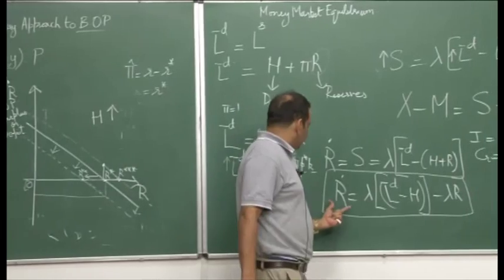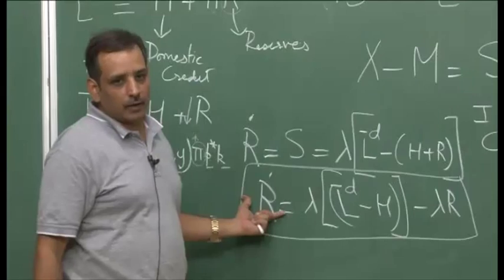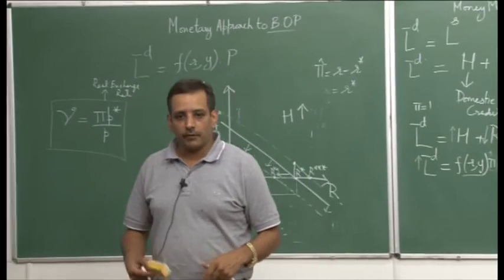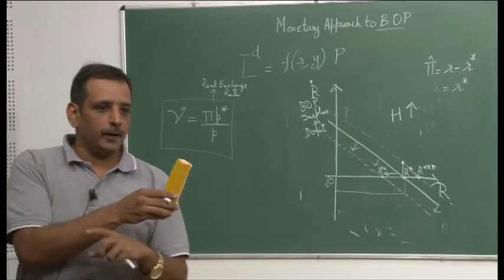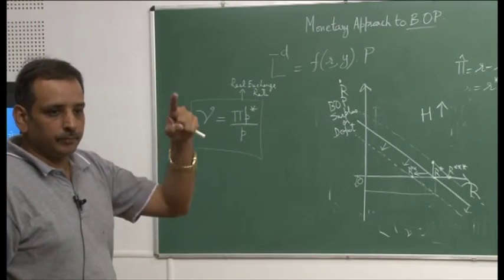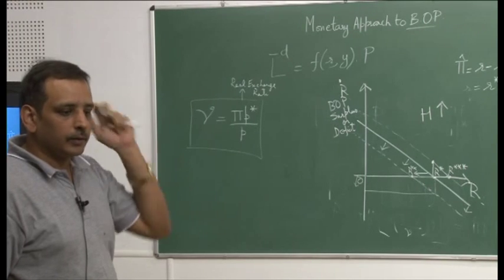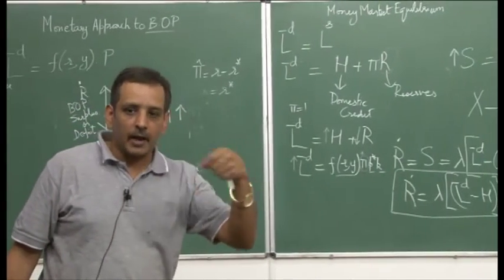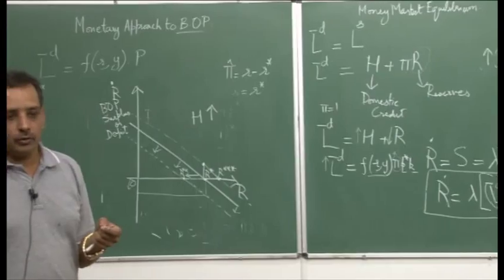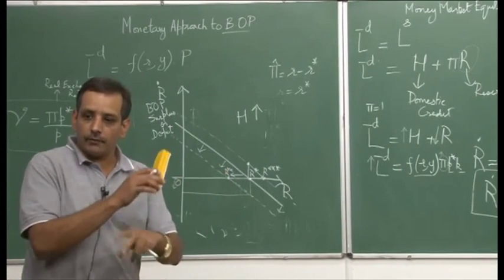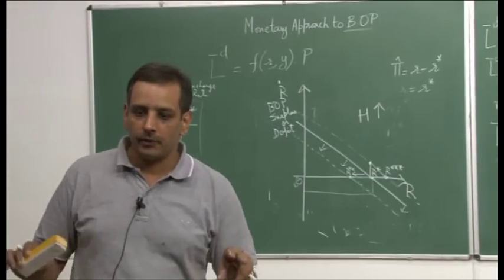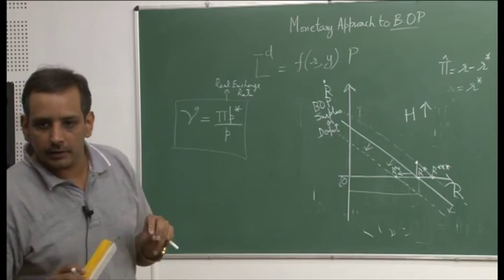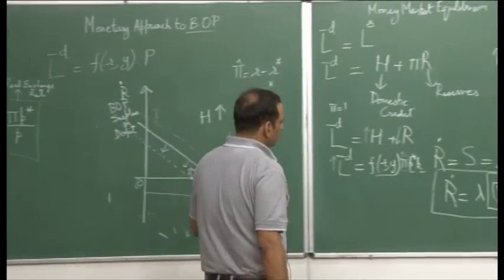Can you think what will happen to this R dot term? It will be 0, absolutely, because there is no question of having reserves when you have a flexible exchange rate regime, because any disequilibrium in the case of a flexible exchange rate regime is managed by the changes in the prices of the foreign exchange. So, this is an ideal situation where you have a freely floating exchange rate. There is no question of any country maintaining any reserves of foreign currency. So, R dot would be 0.